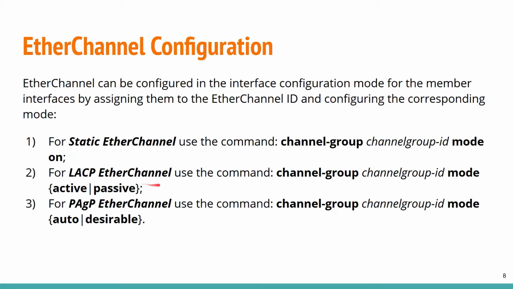For LACP EtherChannel, use the command channel-group ID mode, and then we have two options, active or passive. And for PAgP EtherChannel, use the command channel-group ID mode, and then we have two options, auto or desirable. Channel group ID is the ID of the channel which you want to create.